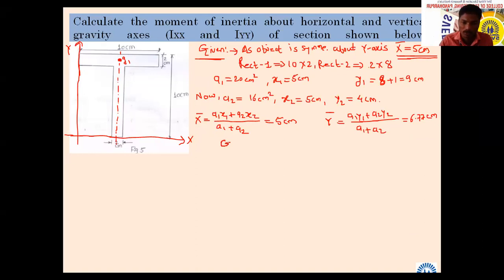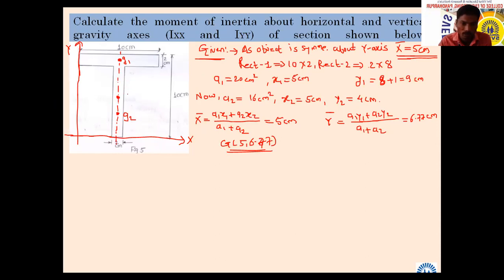So I will write here G equal to 5 and 6.77. Okay, so where will be the centroid of rectangle 2? It was x equal to 5 and y equal to 4, so it will be here somewhere. And where will be the combined centroid? 5 and 6.67, so it will be here somewhere.